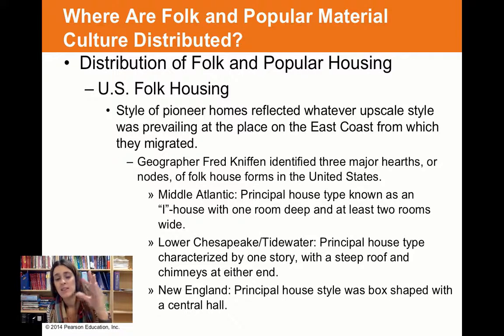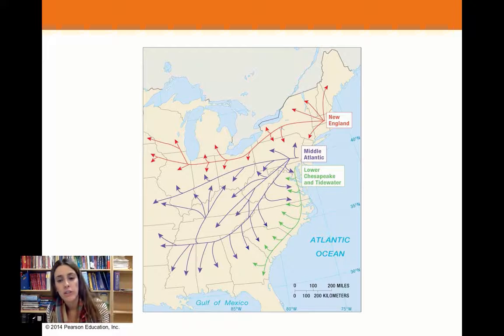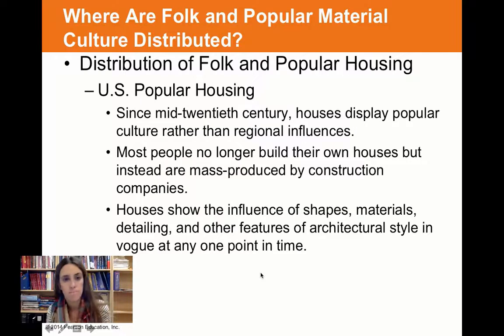And we can see evidence of these three different styles in homes on the East Coast that are really, really old, hundreds of years old, because popular housing in the United States today no longer reflects this kind of folk housing character. So these are our three different regions: New England, Middle Atlantic, and Lower Chesapeake. Wherever these migrants come from, they bring their style of house with them, and that diffuses throughout the northern part of the United States. Middle Atlantic diffuses through the center of the East Coast, and then Lower Chesapeake straight down the East Coast towards Florida.